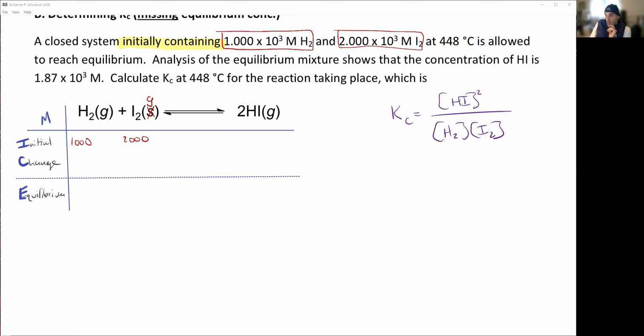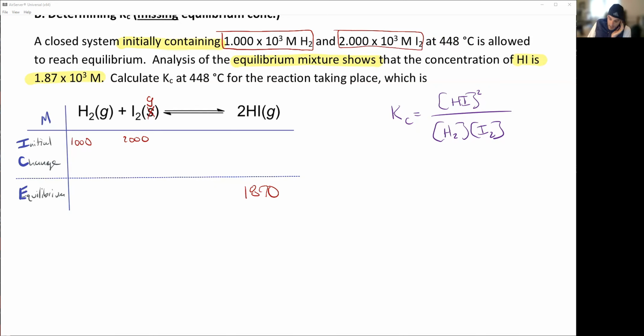Analysis of the equilibrium mixture shows that the concentration of HI is 1.87 times 10 to the 3, so that gives me at equilibrium 1870 for HI. Calculate Kc at this temperature.